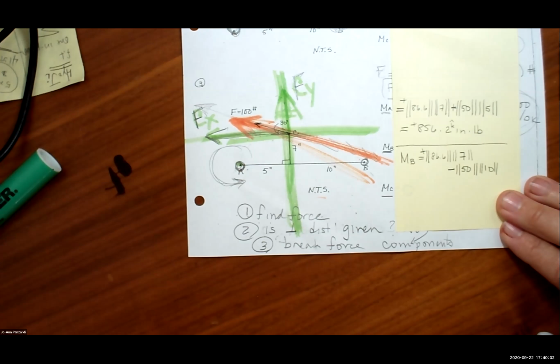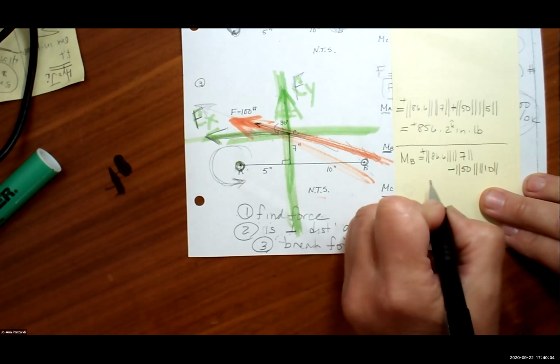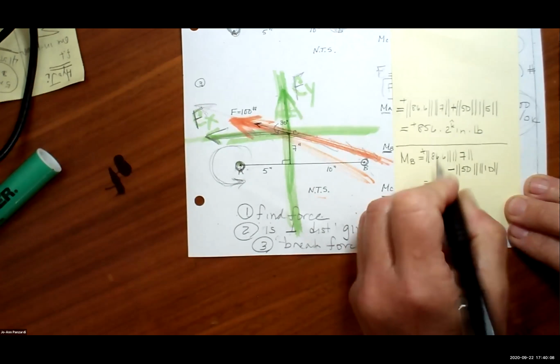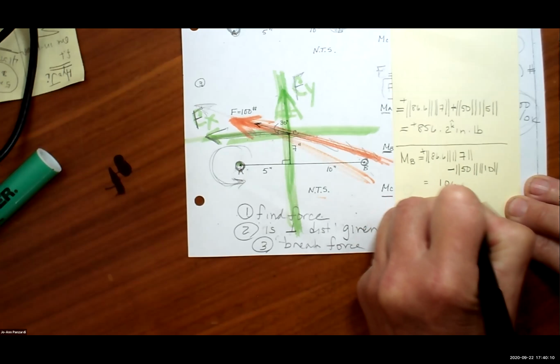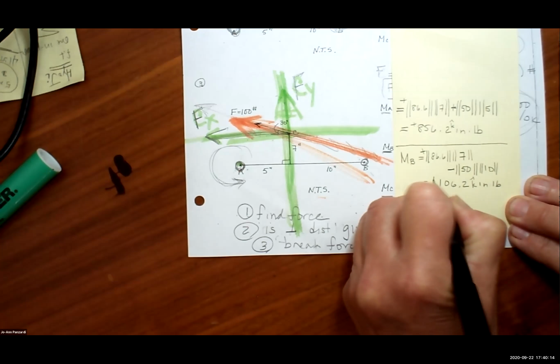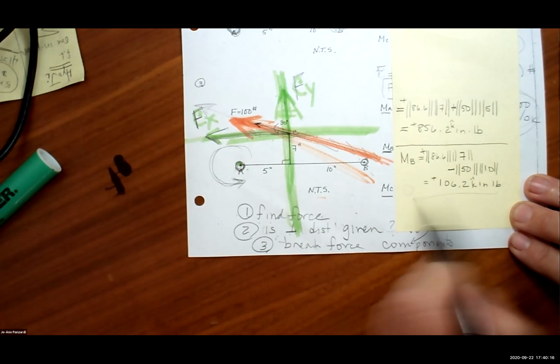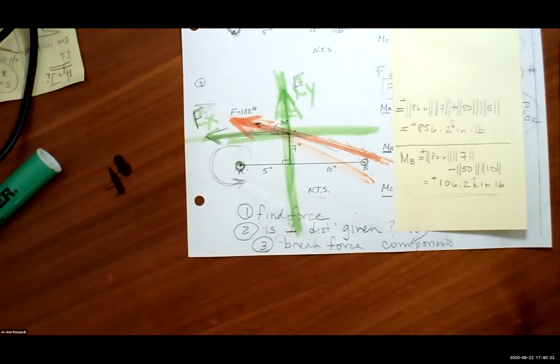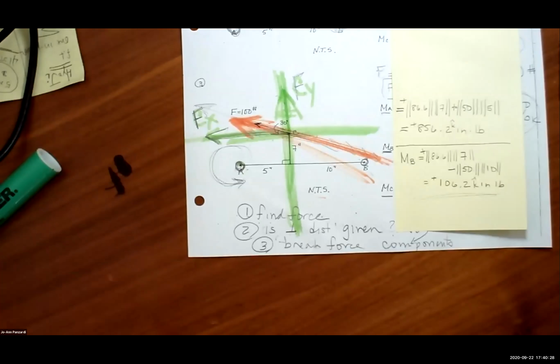Okay. And the moment about B turns out to be 106.2 inch-pound. Positive. Sorry, Jason, wait for a minute. You're always anticipating where I'm going, and I want to give everybody a moment before I move in that direction.